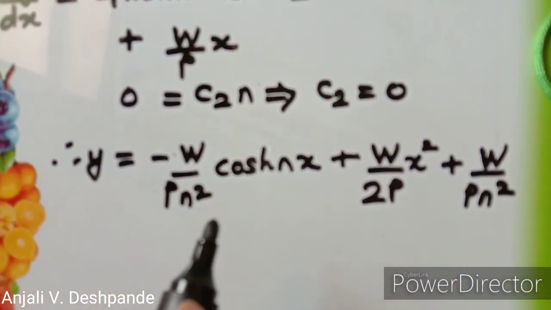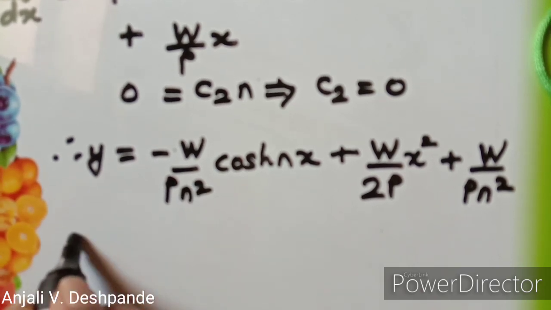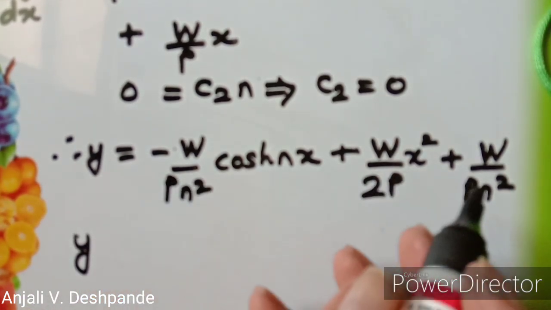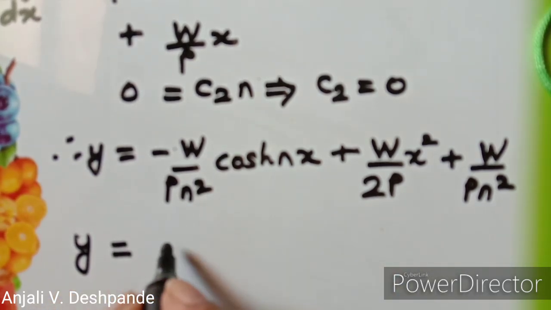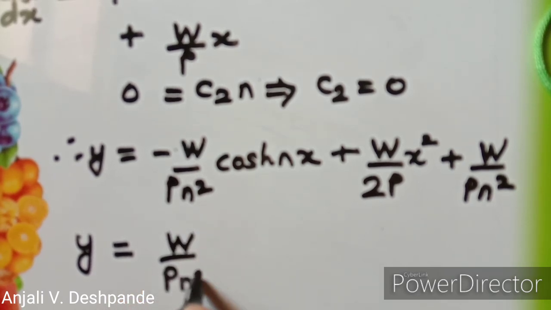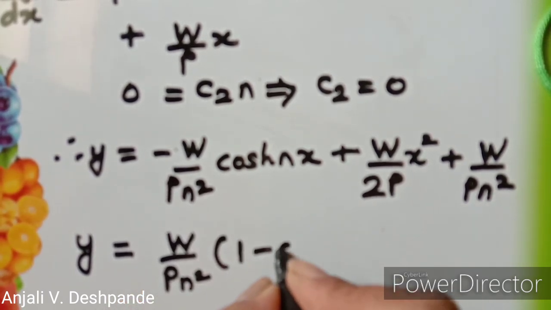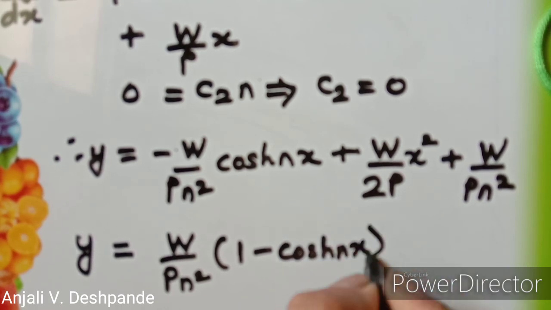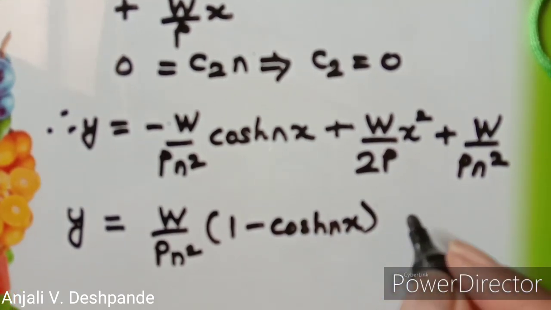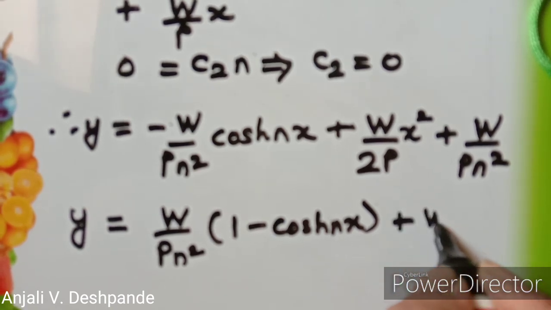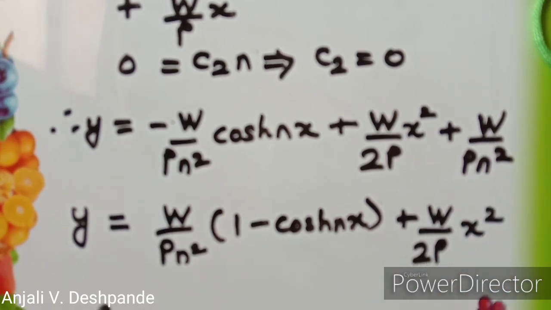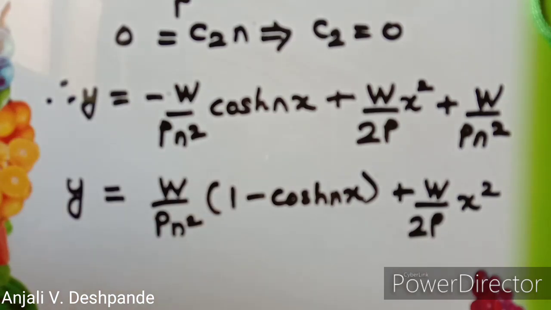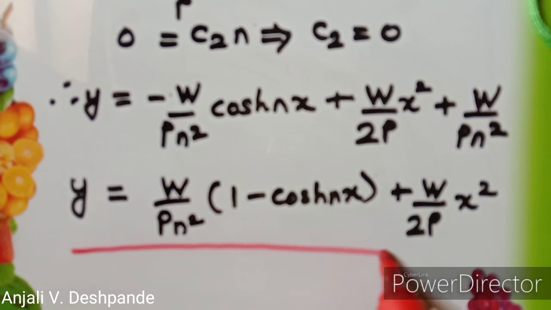And just one more step, if you want, you can do some simplification: you can take the common factor and rewrite the solution. So y is equal to W upon p n square into the bracket 1 minus cosh nx. This is what we had to show. Remember, just rewind the video and see that this is what was asked to show, plus W upon 2p x square, and that's it. So in this particular way we have obtained the solution that was required.